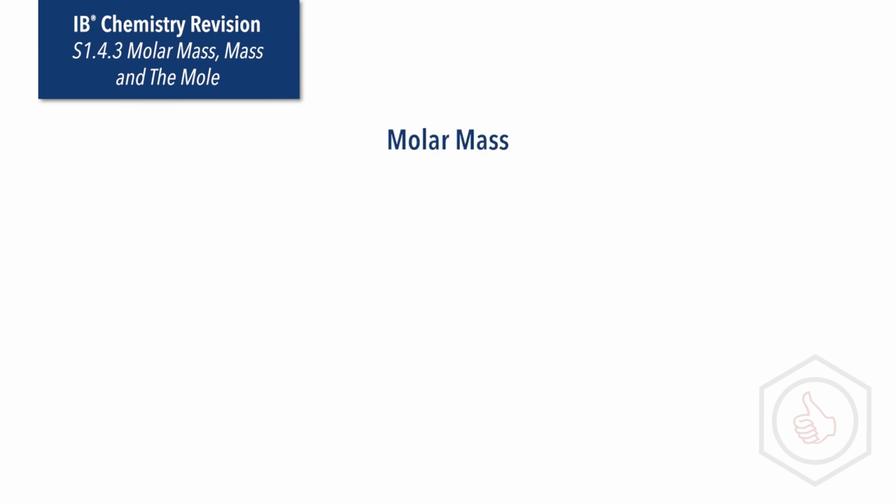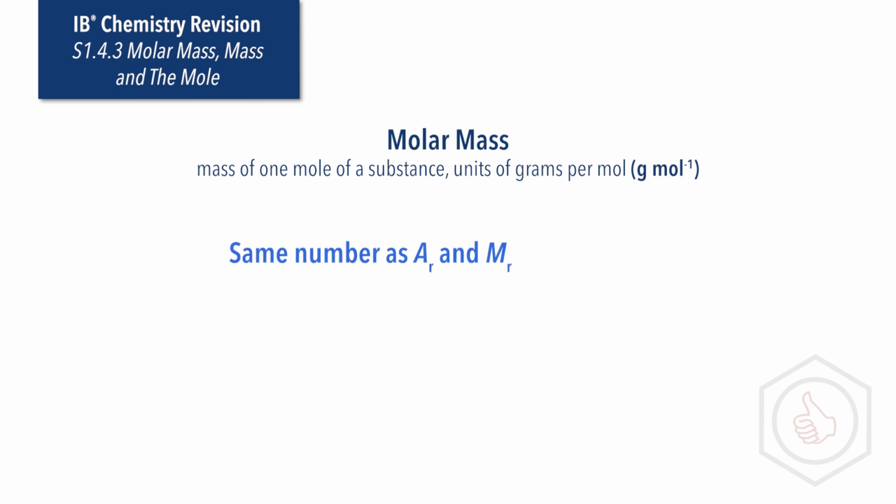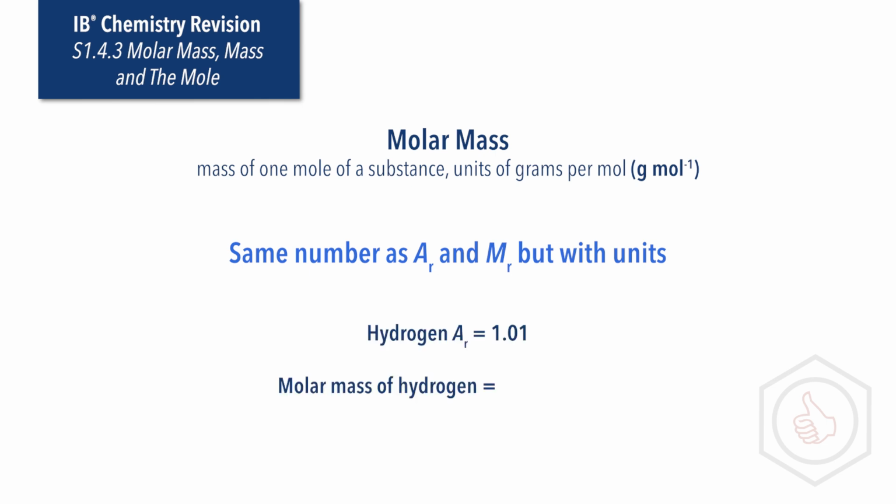The molar mass of a substance is the mass of 1 mole's worth of that substance. It has units of grams per mole. Molar mass is numerically the same as relative atomic mass or relative formula mass, but with units added. For example, hydrogen has a relative atomic mass of 1.01, meaning its molar mass is 1.01 grams per mole.